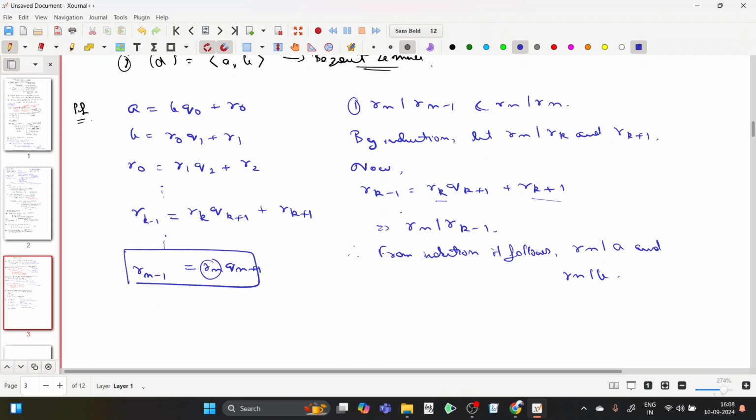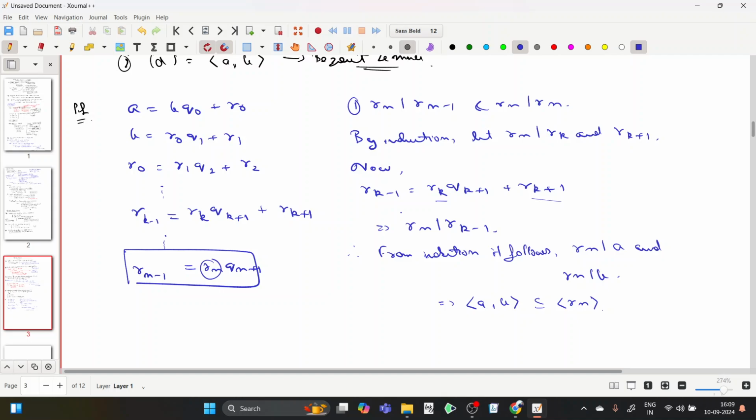So if Rn divides A and Rn divides B, then this typically means that A and B are contained in the ideal generated by Rn, right? Because Rn divides A, that means that A is in the ideal generated by Rn. Rn divides B, that means that B is in the ideal generated by Rn. So any linear combination of A and B will be inside the ideal generated by Rn.